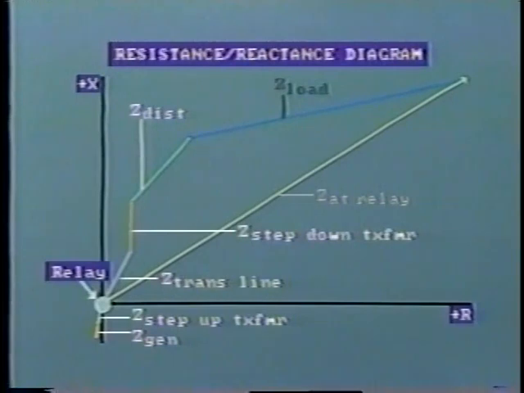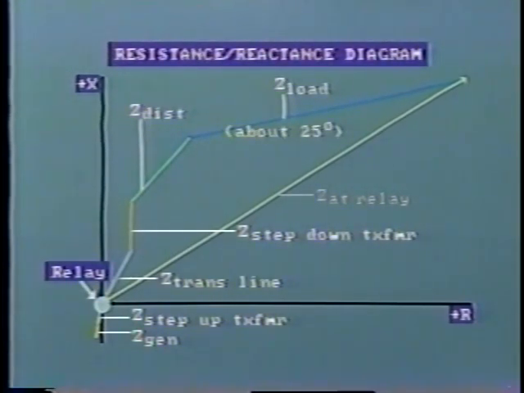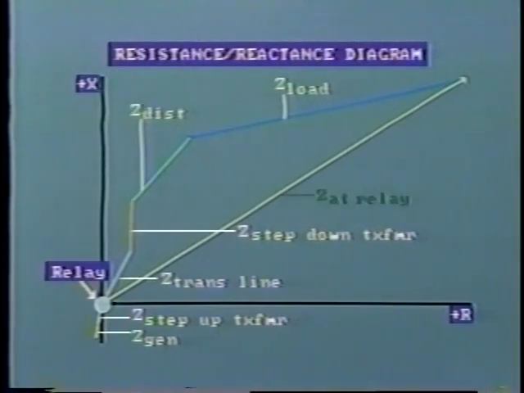And here we add the impedance of the load, which is of much higher magnitude and also at a much lower phase angle. The power factor of the load is generally in the order of 0.9 to 0.95. The corresponding angle to a cosine of 0.9 is about 25 degrees. The total impedance of the circuit is shown by this line.